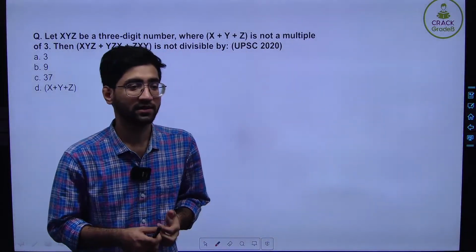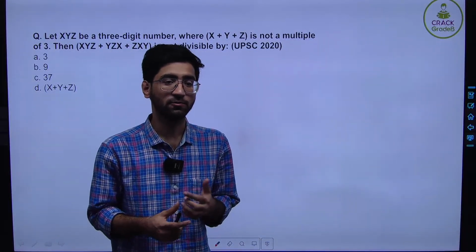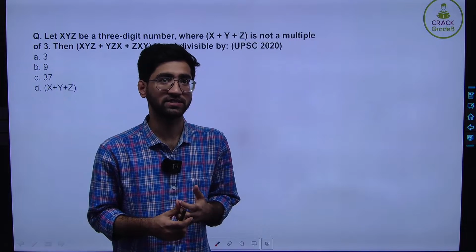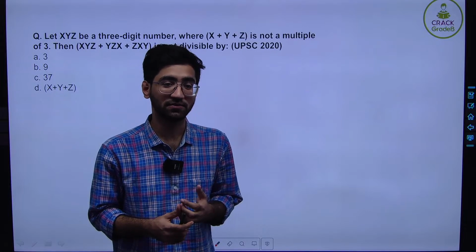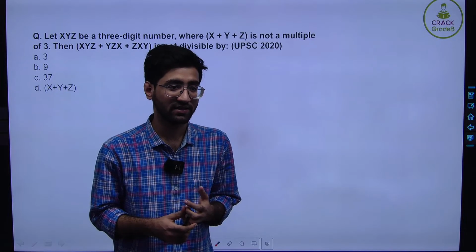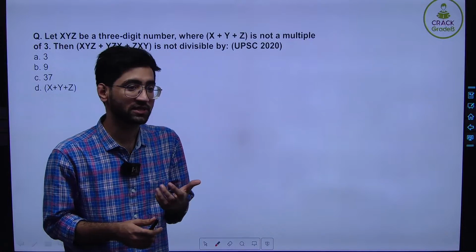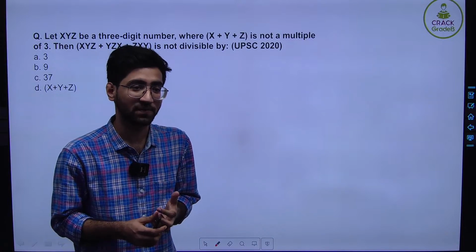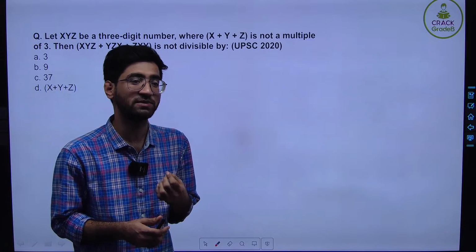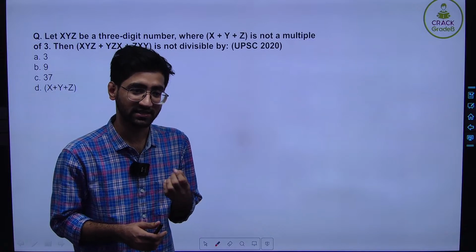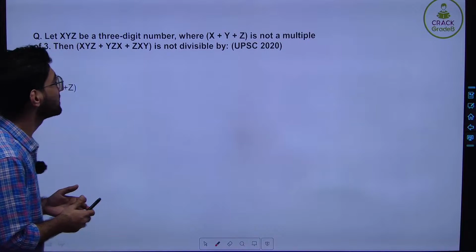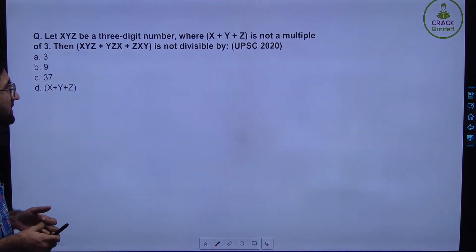Hi everyone, in today's lecture, we will solve a number of questions related to HCF and LCM, right? So before solving the questions related to HCF and LCM, we will solve a question that has been asked in UPSC CSAT. So look at the question and try to solve it.